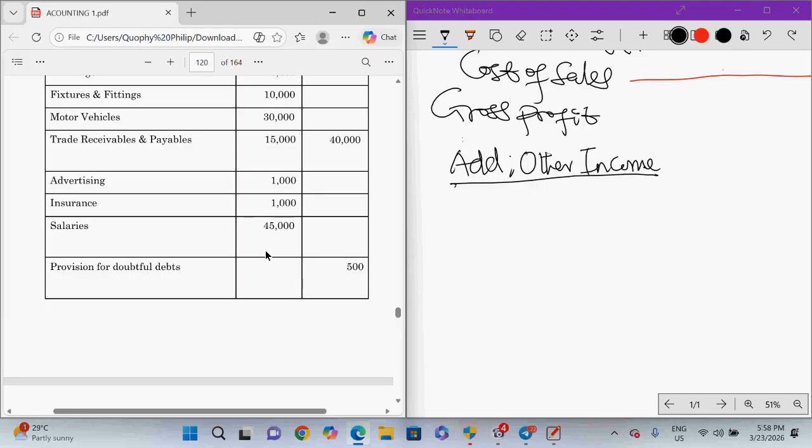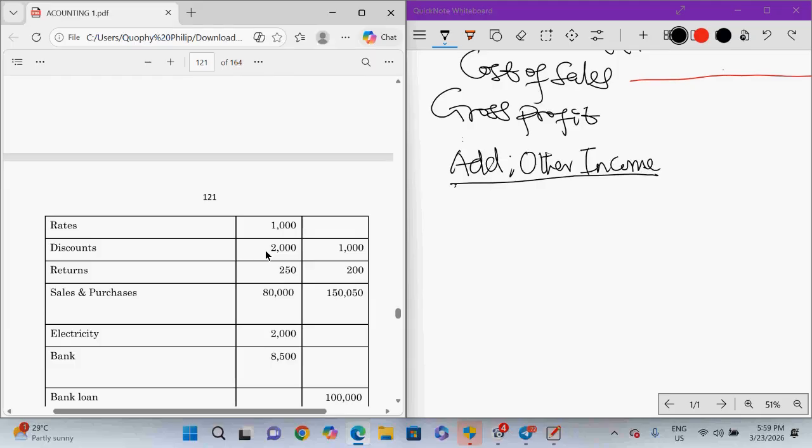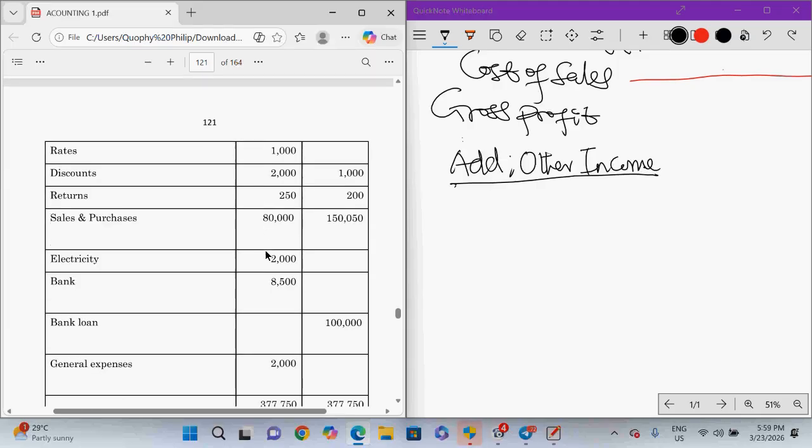We concluded that it was an expense, right? Increase. Was it an increase in provision? Okay, so then we skip that one too. Rate is an expense. Then the next item is what? Discount.